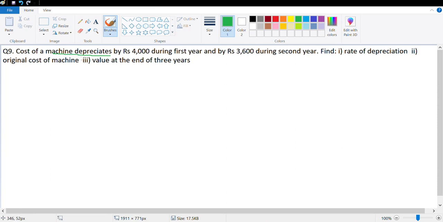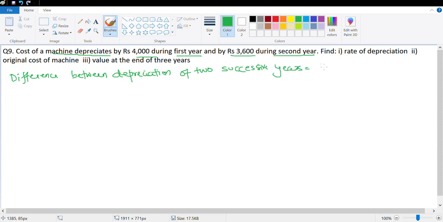This is basically compound interest, but the value keeps on reducing. So instead of adding the compound interest, you are subtracting the depreciation value by rupees 4,000 in the first year and 3,600 in the second year. So the difference between the depreciation of 2 successive years is equal to 4,000 minus 3,600, which is equal to rupees 400.